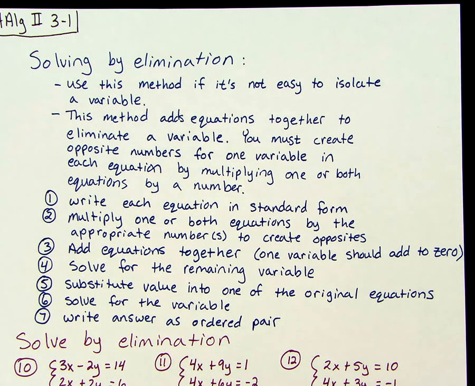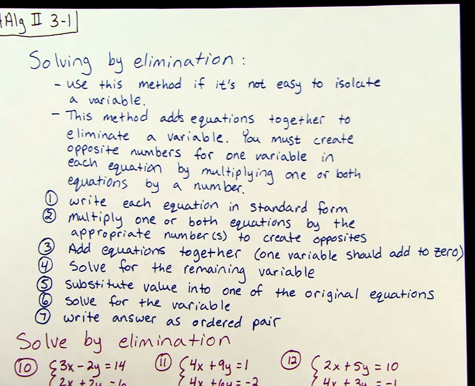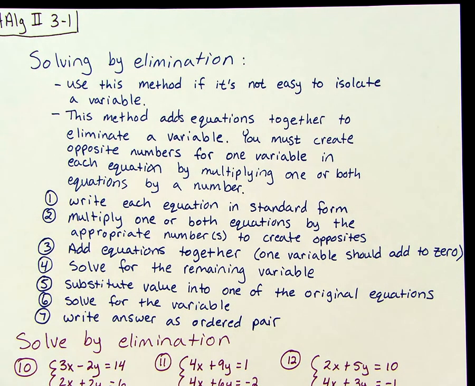All right, in this method, we are solving a system of linear equations by elimination. We're going to use this method if it's not easy to isolate a variable. We're going to be adding our equations together to eliminate, so we want to get rid of a variable. When we add, we're trying to create opposite numbers, so that when we add them together, one of our variables always adds to be 0. Okay, so that's our goal.